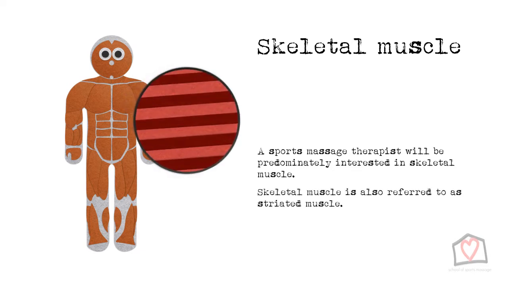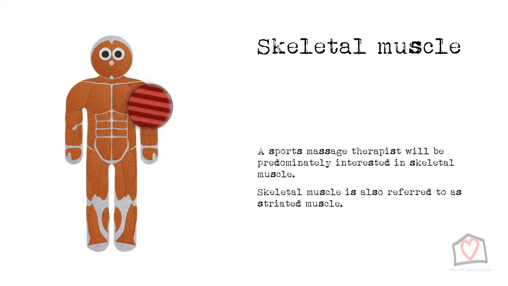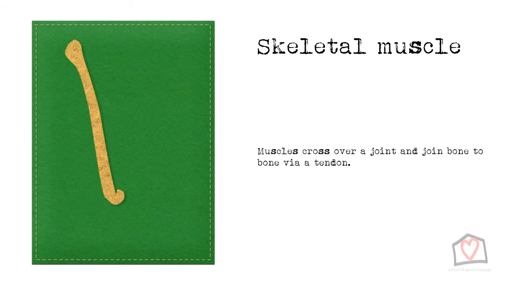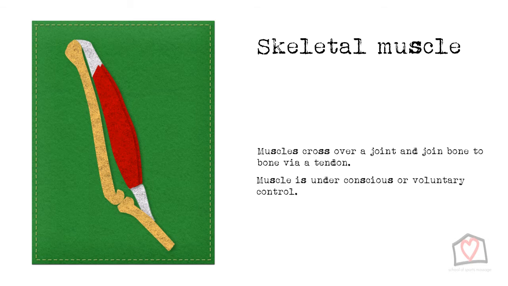This is also referred to as striated muscle because it has long, thin muscle fibres that make the muscle look stripy. Skeletal muscle, from now on referred to as muscle, crosses over a joint and joins bone to bone via a tendon. It is under conscious or voluntary control, under the somatic nervous system, so we control it. We must make a conscious decision to walk, talk, or perform a massage move.